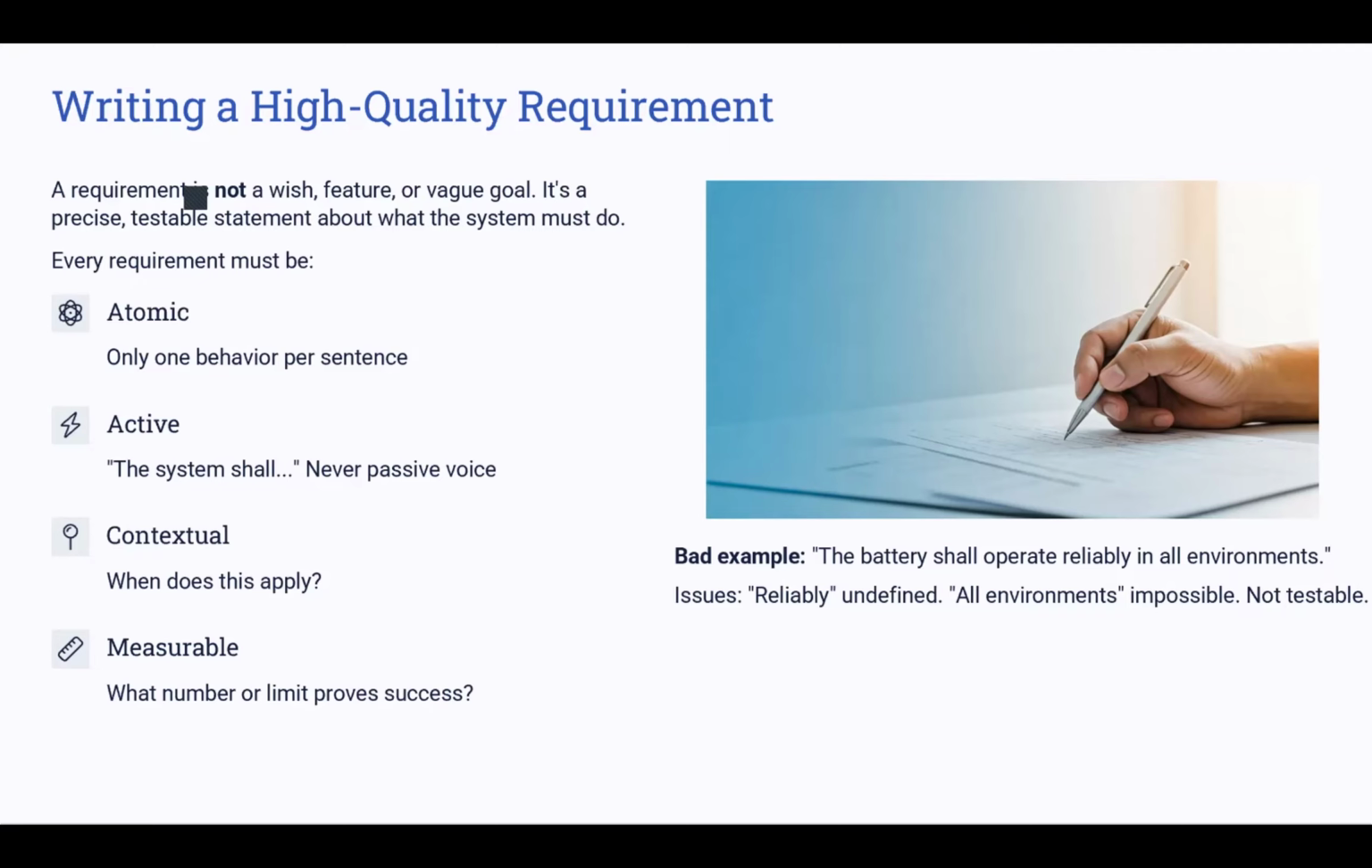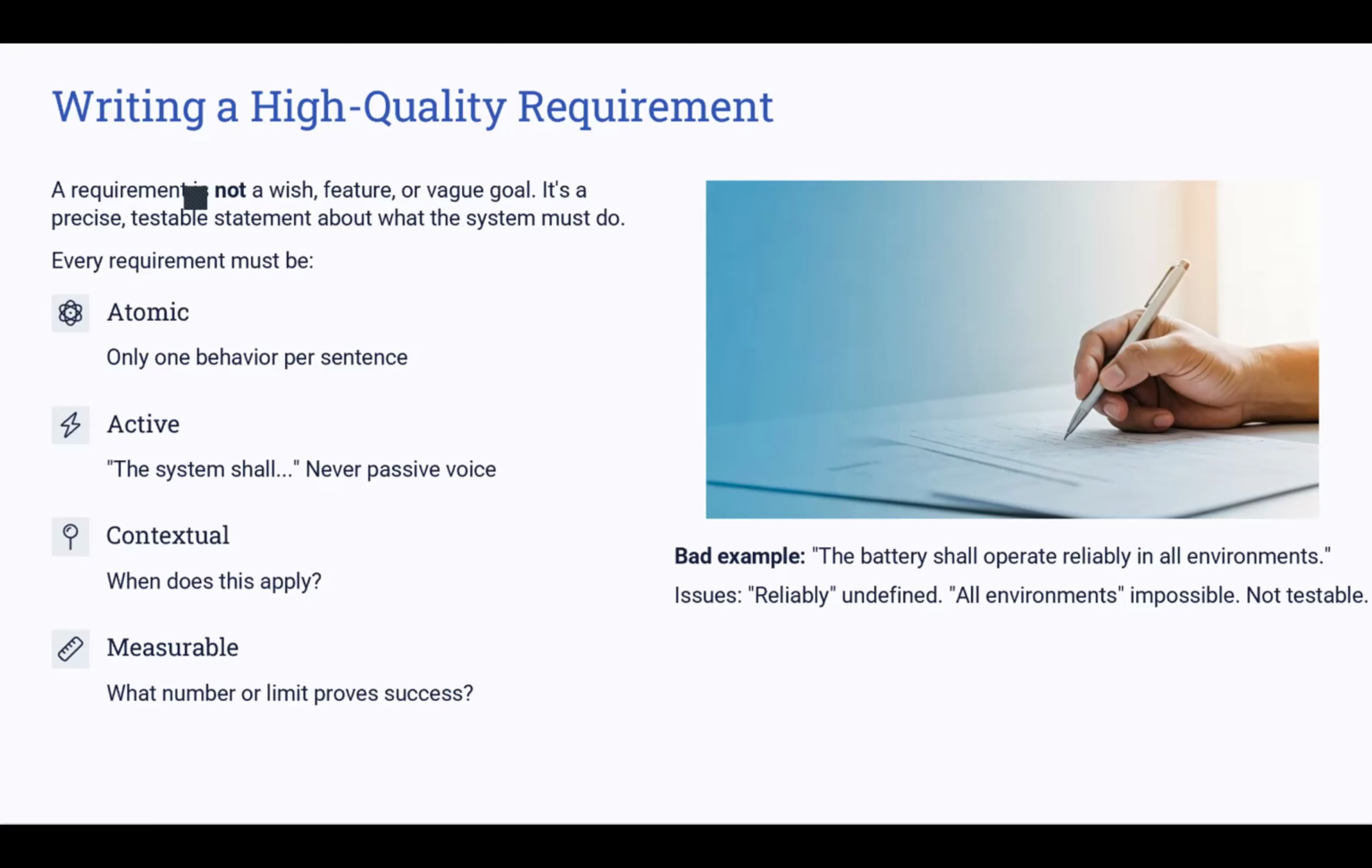I am emphasizing that. It should be a testable and precise statement about what the system must do and under what condition the system has to do that, and what is the performance expected from the system while doing that objective. Every requirement must first be atomic. That means only one behavior per sentence. So we do not write a requirement for several aspects of our project or our design or our solution. Every behavior, every objective should have its specific requirement statement.